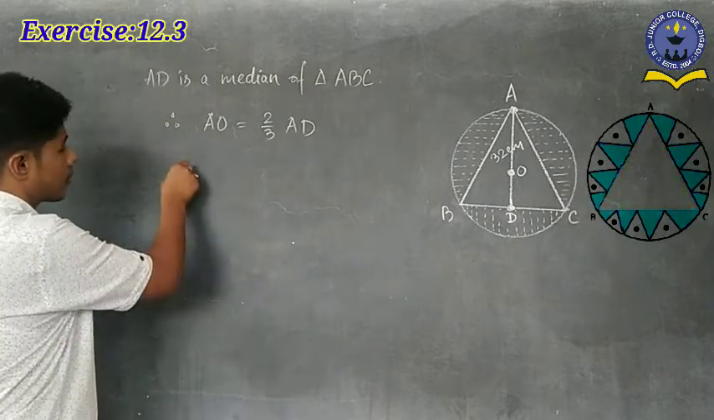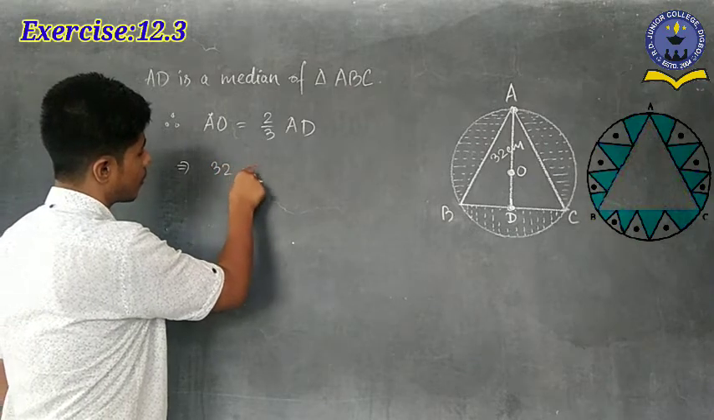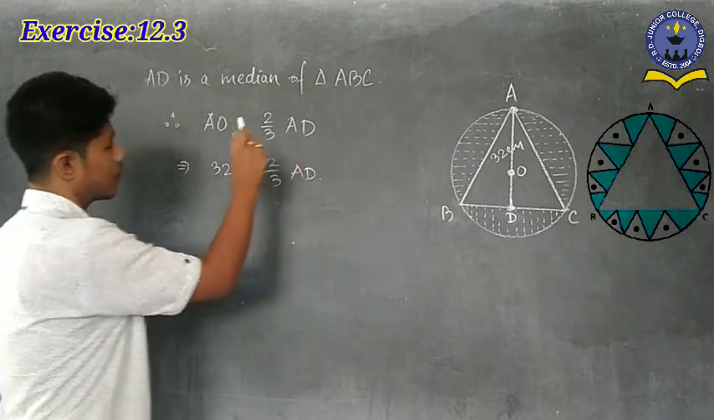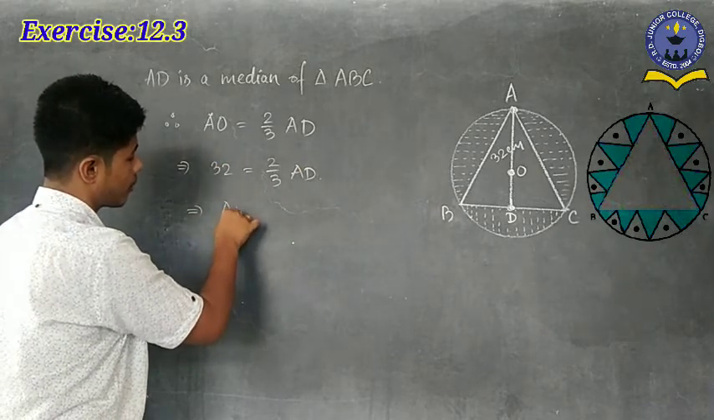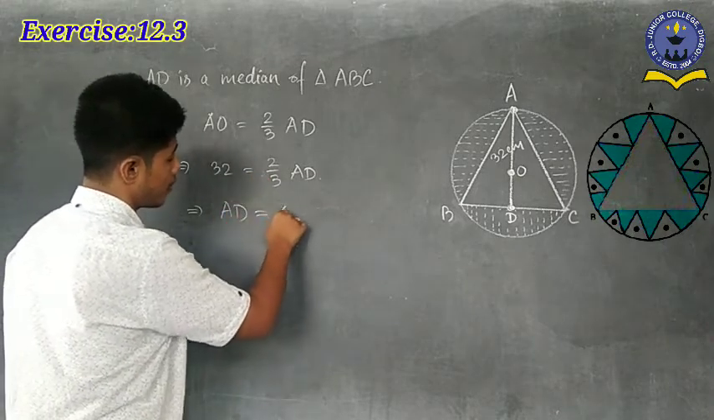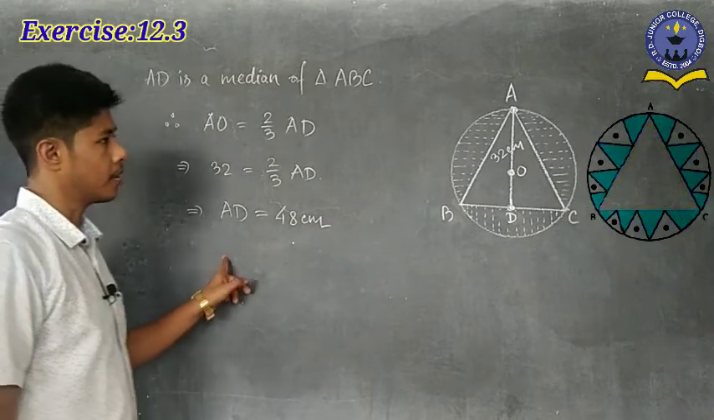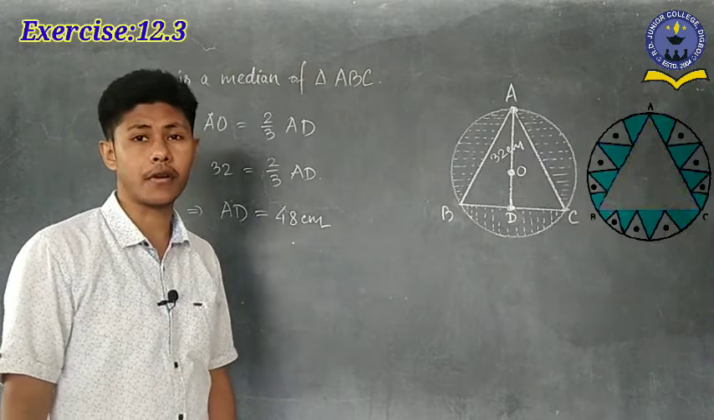Now in this case, the radius is given as 32. So that's why 32 equals 2/3 AD. And now if we calculate this, then from here AD equals, we get 16 times 3, which is 48. That means we get 48 centimeter. Is it clear? AD equals 48 centimeter.